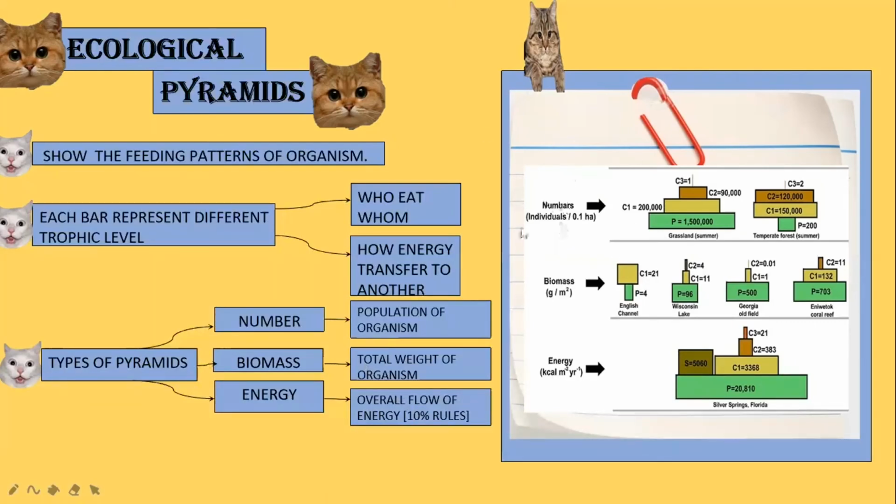So the numbers pyramid has two shapes. The first shape is upright, and the second shape I call a wonky shape, because it starts small and then suddenly big and small again. And then for the biomass pyramid, we have two shapes. The first one is upright and the second one is inverted. The energy pyramid is always upright. These different shapes happen in different ecosystems.